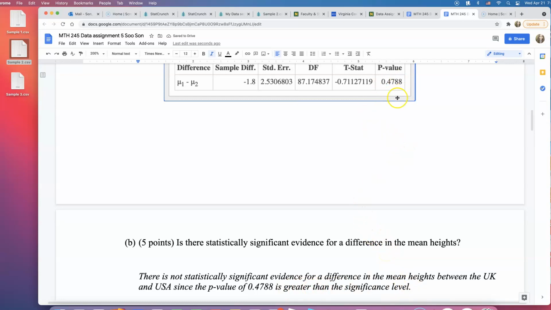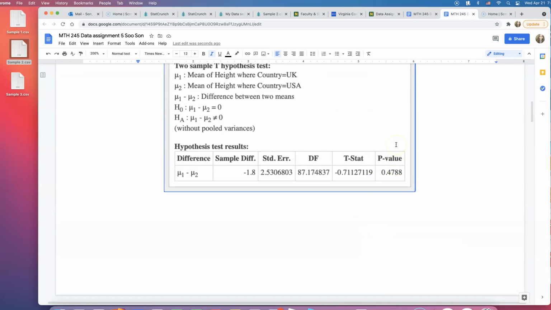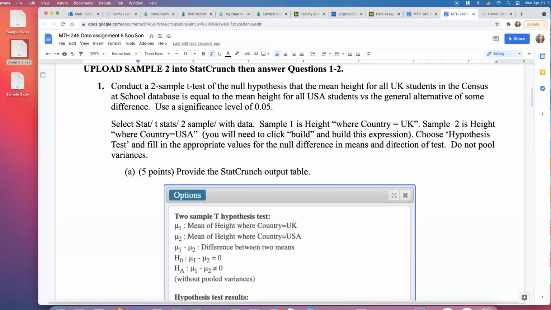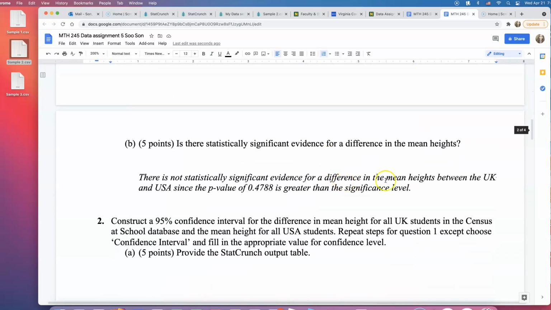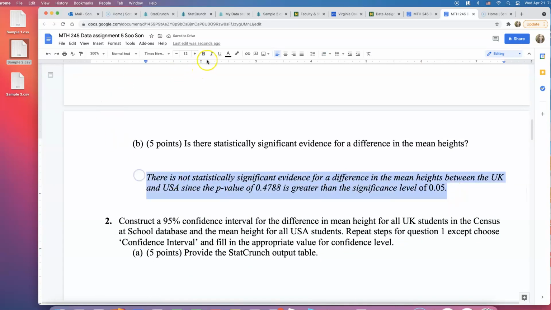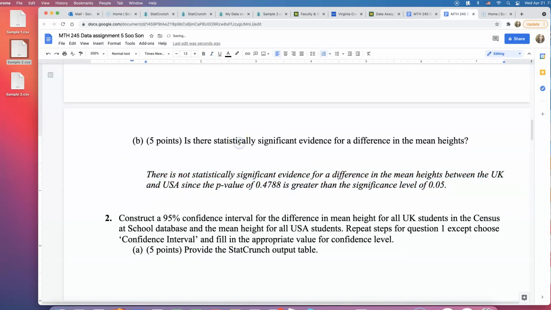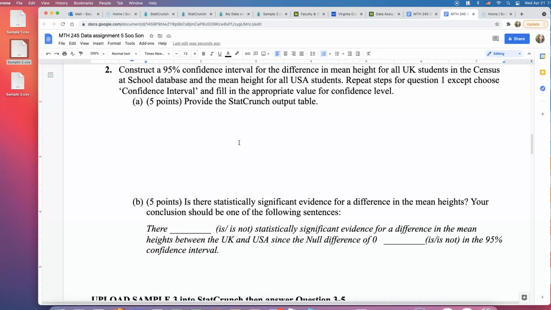It doesn't really matter. It's so big. It's bigger than 10%. I guess the significance level was 0.05. So I can say a significance level of 0.05, and this is perfect. So we did number one. Maybe we can do number two too.